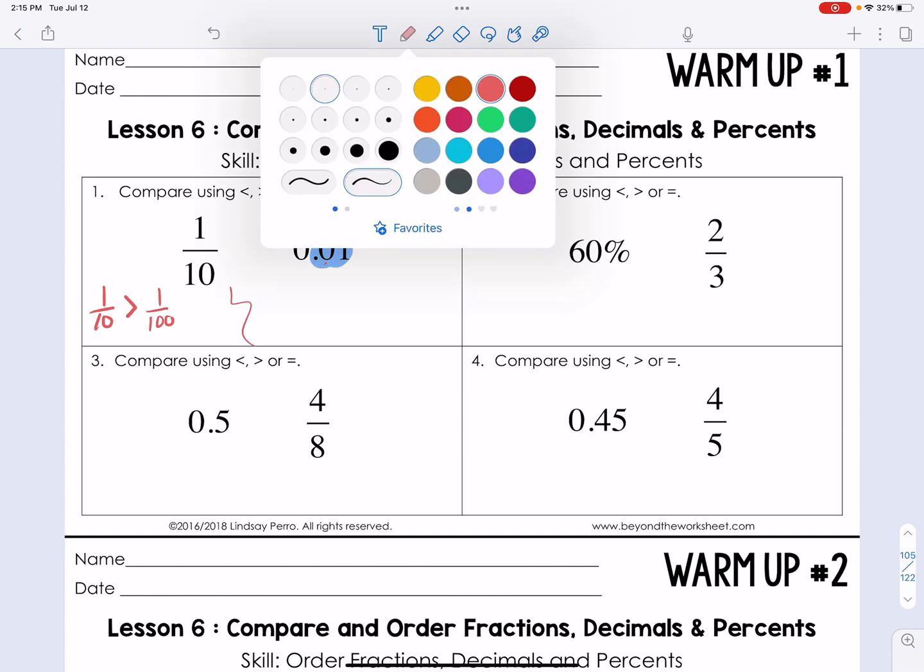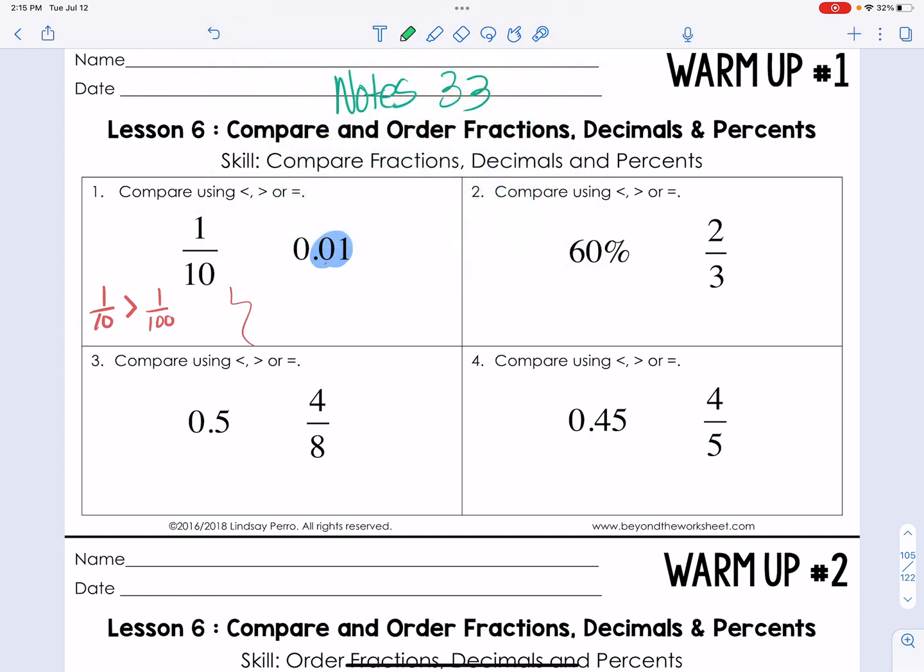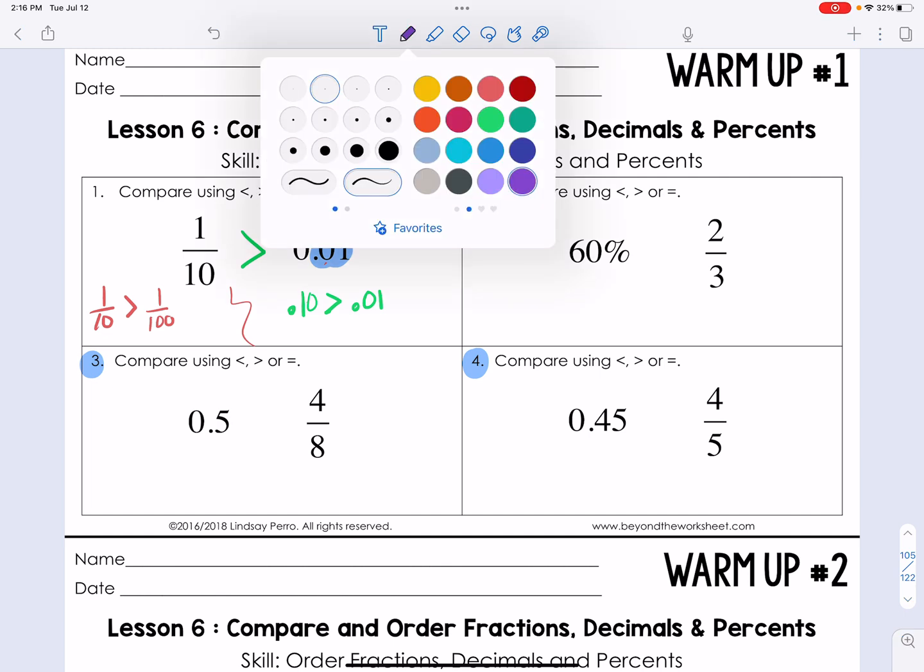Or you can write them both as decimals. So 1 divided by 10 is 0.1, okay? And this is 0.01. Well, a dime, which is 0.1, is bigger than a penny, right? So it doesn't matter. My sign would be greater than. It doesn't matter which way you do these, okay? So what I would like you to do right now is pause the video and do 2, 3, and 4. Pause and do those, and make sure you've done them so that you're not confused.